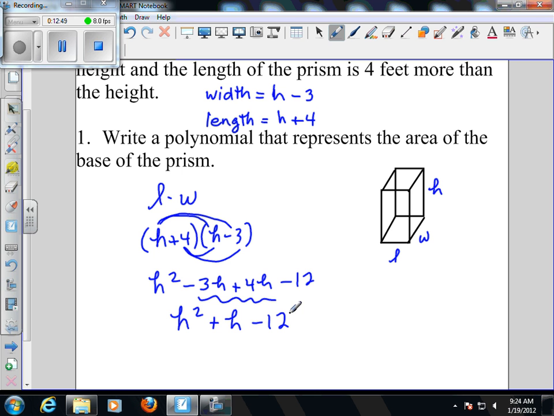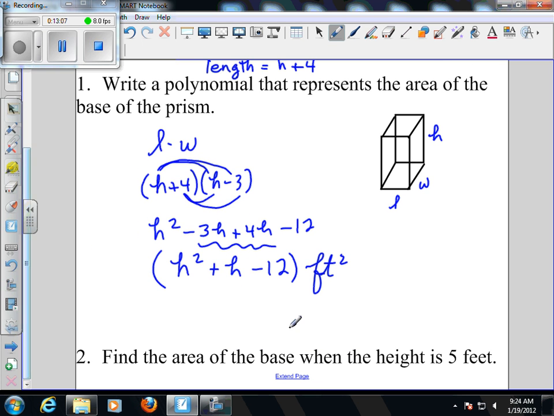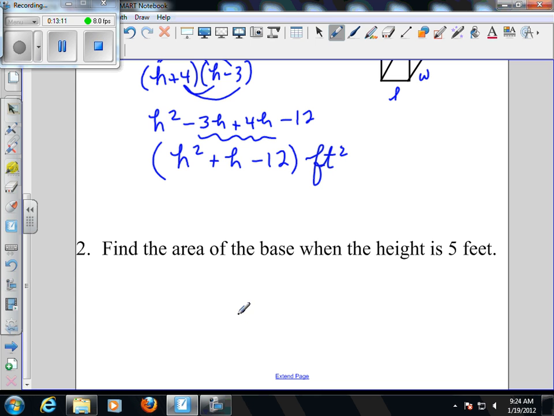minus 12. And so this is the area, and area is always measured in square units, and we're talking feet here if you remember from the beginning. So we've got h squared plus h minus 12 square feet. We probably should put that in parentheses so we know that all of it represents square feet. Now it says find the area of the base when the height is 5 feet. So that's when h is 5.